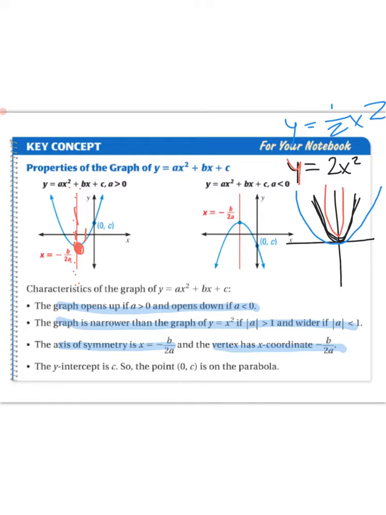The last part says the y-intercept is c. That's important. In our original up here, our c value is where it crosses the y-axis. So we should have all of this in our notes, and hopefully we discovered it today with our activity. I just wanted to go over it real briefly here so that you have it in your notes.